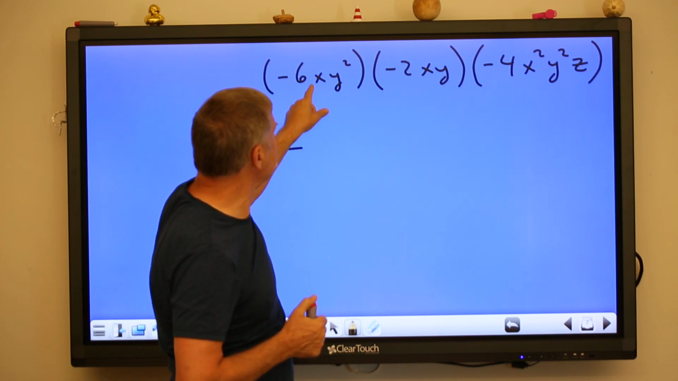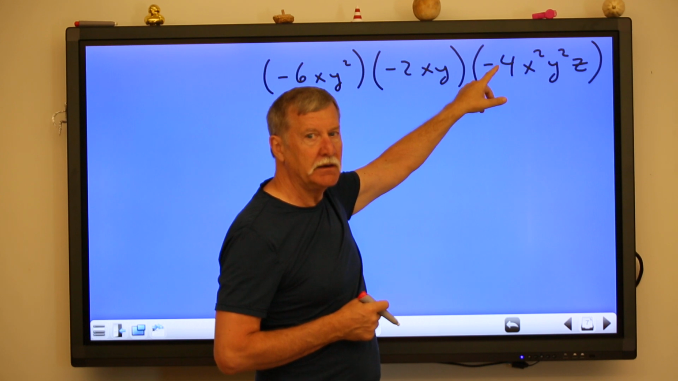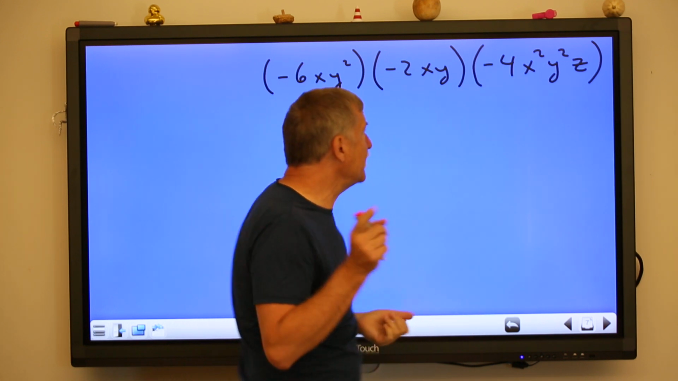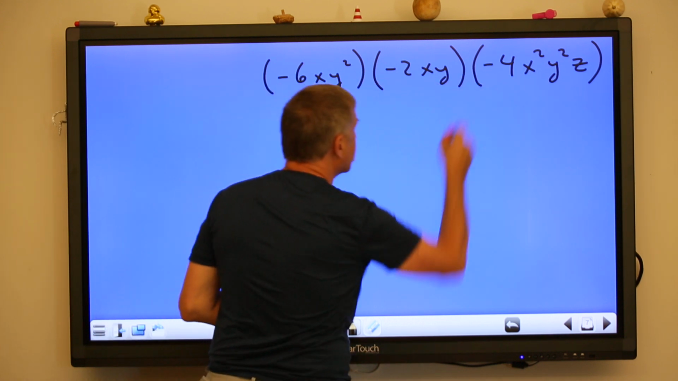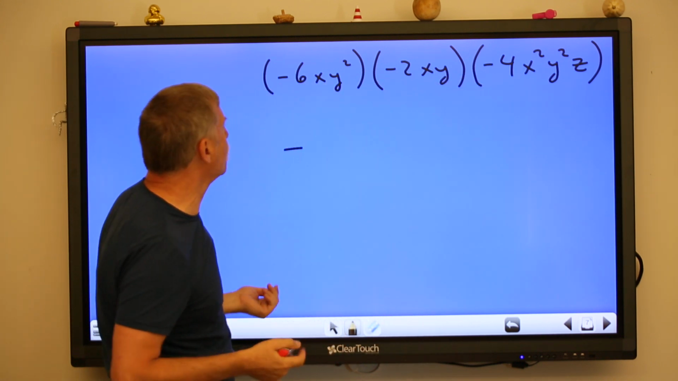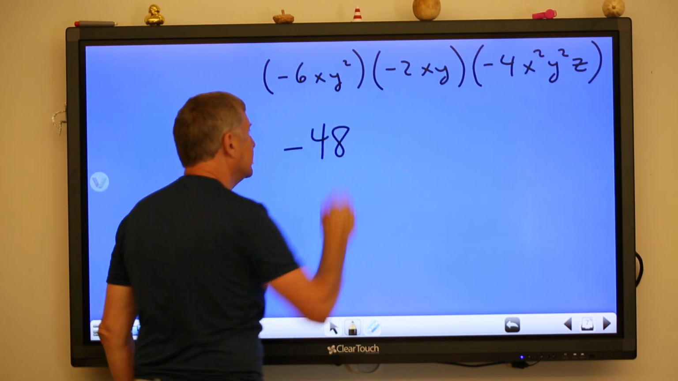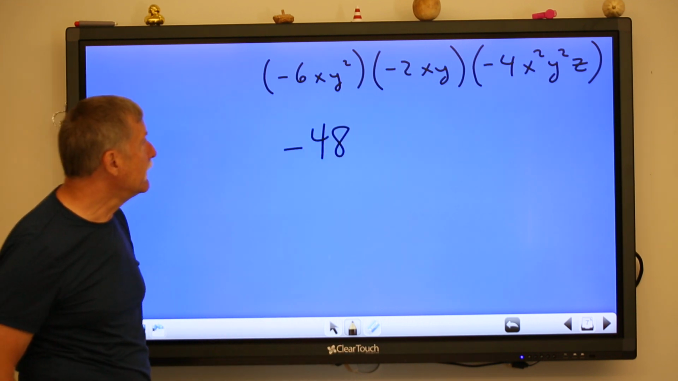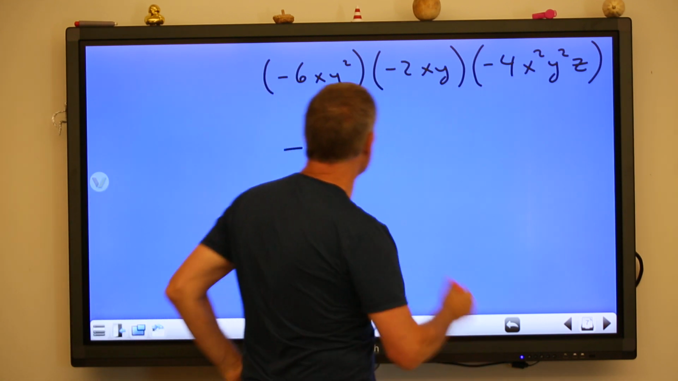And the fact that this x is different than that x doesn't matter in multiplication. It would if I were adding or subtracting, but I'm not, I'm multiplying. So if I look at the numbers, 6 times 2 times 4, 12 times 4 is 48, and 3 minus signs, so minus, so I got minus 48, that takes care of all the numbers. I look at the x's, I got 1 of them, 2 of them, and 2 more, that's x to the 4th.